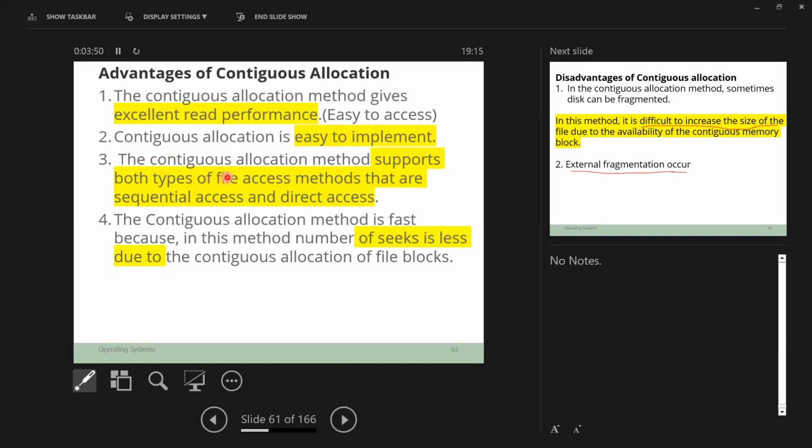And the other one, contiguous allocation supports both types of file access methods, sequential access and direct access. What is sequential access? One after the other. A tape recorder, we said, plays the first one and then takes the next. Normal magnetic tape also uses sequential access. Direct access means CDs. So both methods can be used in contiguous allocation.